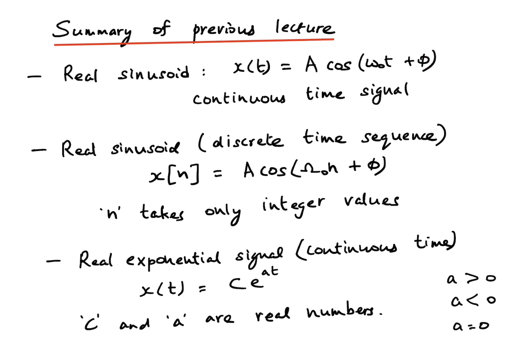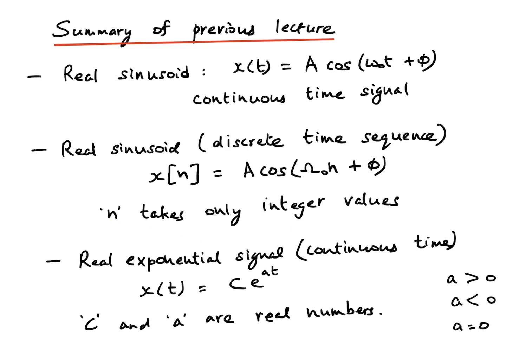Similarly, we saw the discrete equivalent of the real sinusoid, denoted as x of n in square brackets, which is equal to A cosine omega naught n plus phi or theta again. The distinction is that in continuous time signals, the function x of t is defined for all values of time, whereas for the discrete case, the function x of n is only defined for integer values of n. That means n can take only integer values. We cannot have x of 1.1 or x of 1.8 or x of 2.3. It has to be only integer numbers.